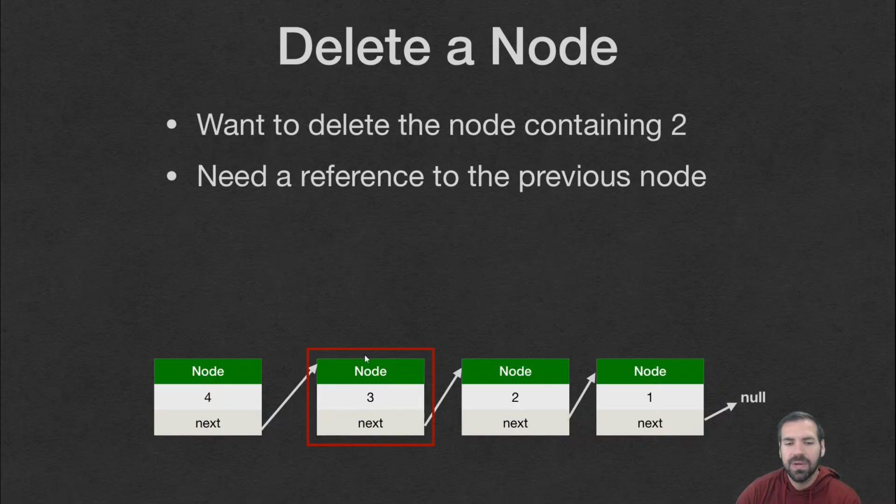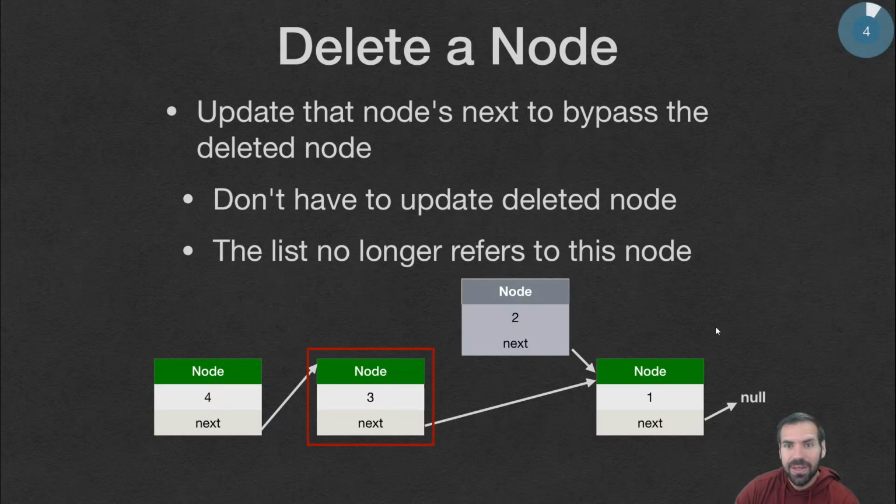I need a reference to this node if I want to delete the node that comes after it. And the way I'm going to delete that node is really conceptually simple. I'm going to take the node before the node I want to delete, and I'm going to set its next equal to its next's next. So I'm going to say this node's next equals its next dot next. Whatever its next node is referring to as its next, we're going to update this node's next to that next node. So a lot of next going on there.